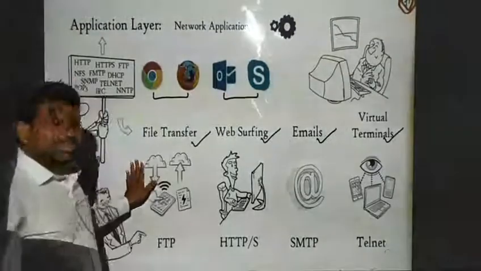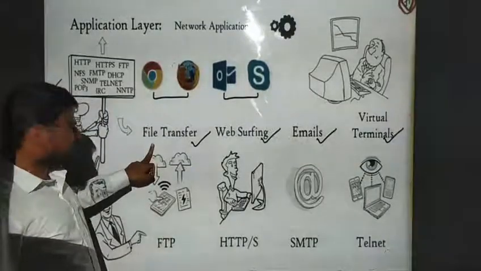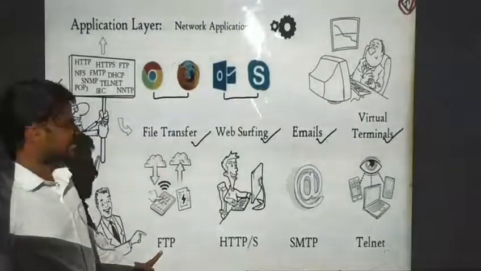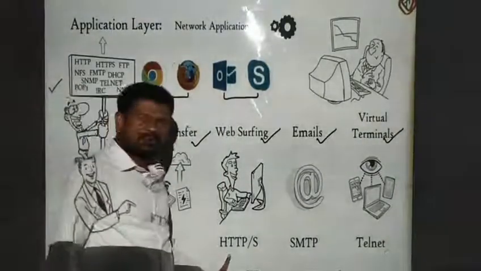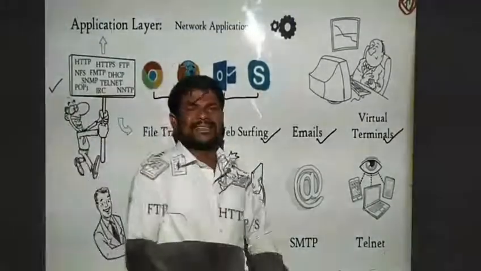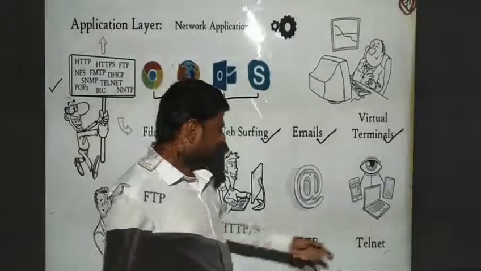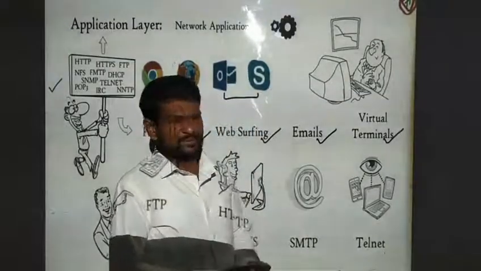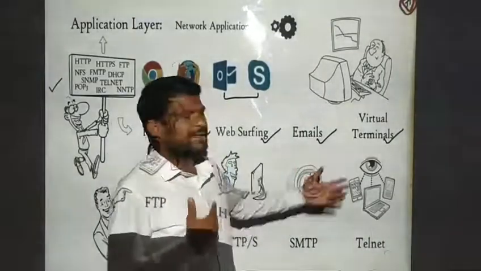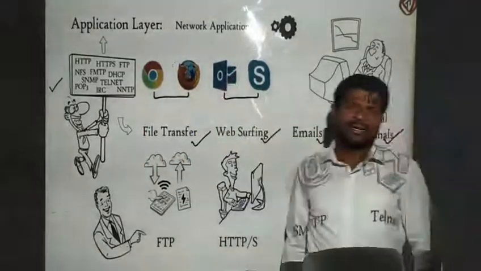Here you can see some of the protocols which can be used. File transfer. What is it used for? We already learned. The protocol name is FTP, file transfer protocol, for file transferring, and the protocol name is HTTP or HTTPS for web serving. SMTP, simple mail transfer protocol, is used for sending and receiving mails, and Telnet is used for virtual terminals, meaning to have another terminal. Terminal means what? A screen. Now this is all about the application layer.